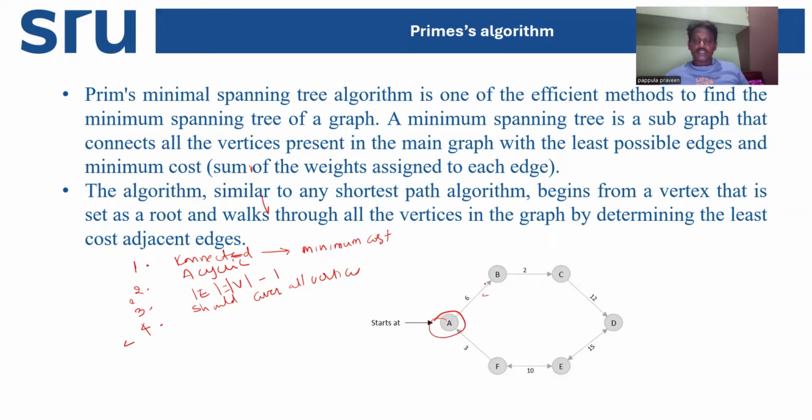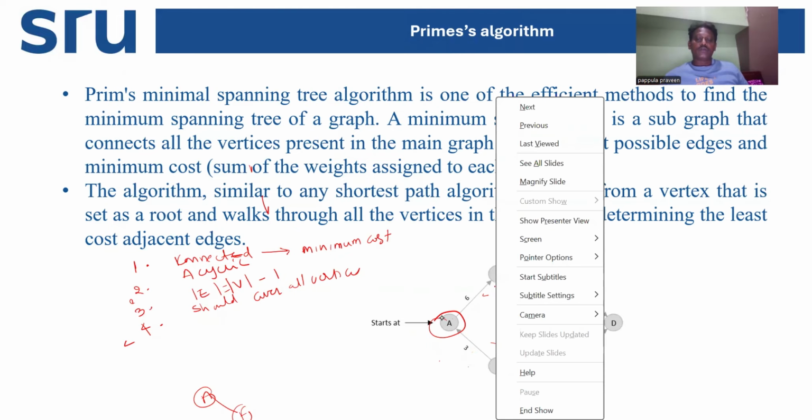A to B is 6 rupees. A to F is 3 rupees, which is the least cost. So always we choose the least cost, A to F. And A to F to E, we have 10 rupees. Actually, here this is not correct because this is a directed graph. F to A is there, but A to F is not there. So A to C, A to B is the only path, the only alternative we have.